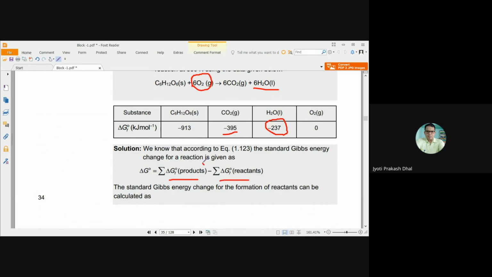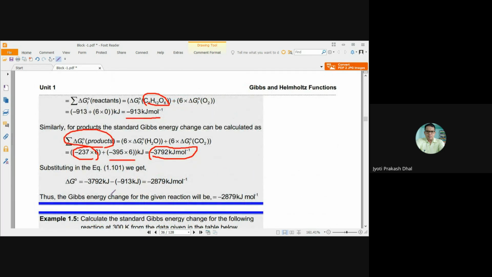Individually we have calculated the del G F naught values of the product and of the reactant, and after that we just put them in. So this is the del G F naught values of the product minus del G F naught values of the reactant, and finally you can write this.